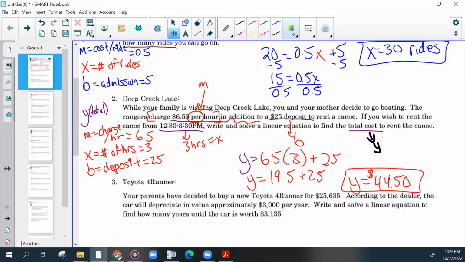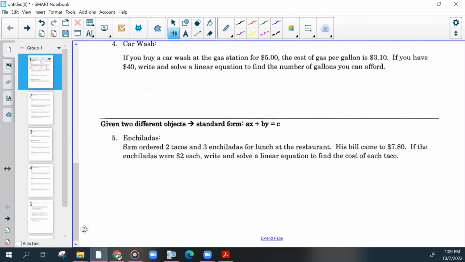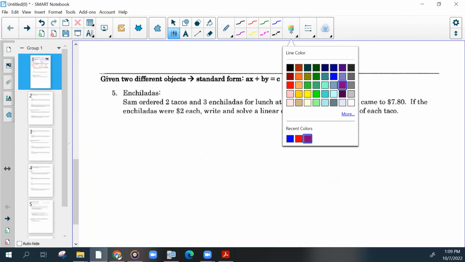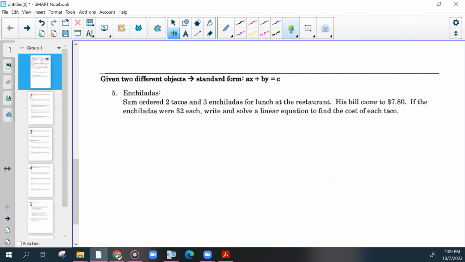Right, so that's if you're given the slope and the y-intercept. Now we're going to change gears and go on to something else. In these next ones, we're going to be given two different objects, and we're going to write this in standard form. So with this number 5, let me read it first. Sam ordered 2 tacos and 3 enchiladas for lunch at the restaurant. His bill came to $7.80. If the enchiladas were $2, write and solve a linear equation to find the cost of each taco.